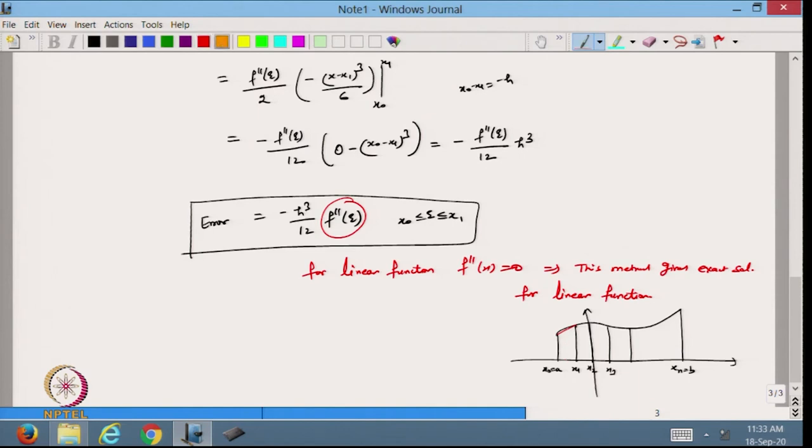Next, I do the same for the next sub interval, and so on. So, for my integration from a to b of f(x) dx, I can split the whole integral in this form: from x0 to x1 f(x) dx, plus x1 to x2 f(x) dx, and so on, up to xn minus 1 to xn f(x) dx.